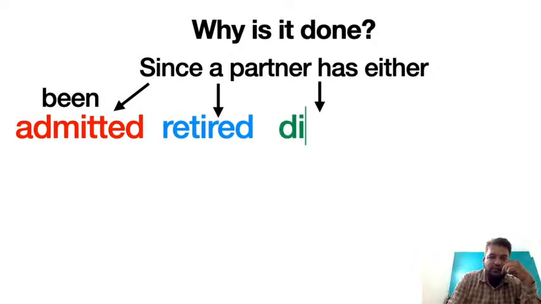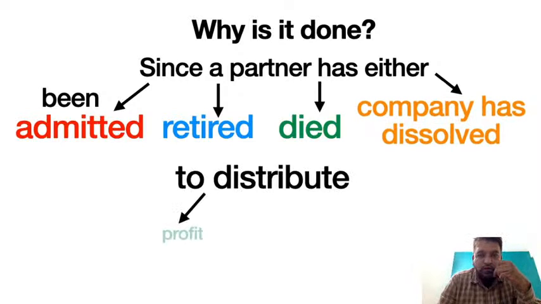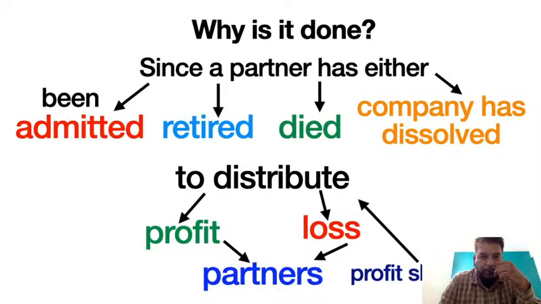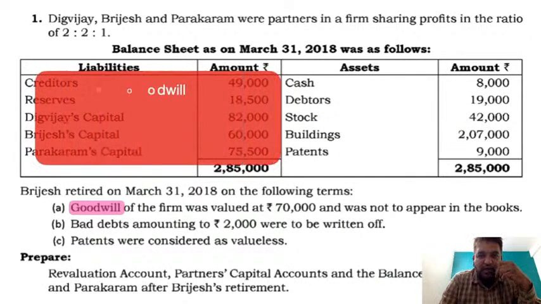Because either a partner is joining, or a partner is retiring, or a partner has died, or the company is closing down. In order to distribute the profits and losses amongst the partners. So basically, this is one chapter: admission of a partner, retirement of a partner, death of a partner, and dissolution of a company. These are the four chapters which you have. At that time we need to prepare a revaluation account in order to understand how much profit or loss is there, which will be shared among the old partners based on the old profit sharing ratio. Now let's see how it works.